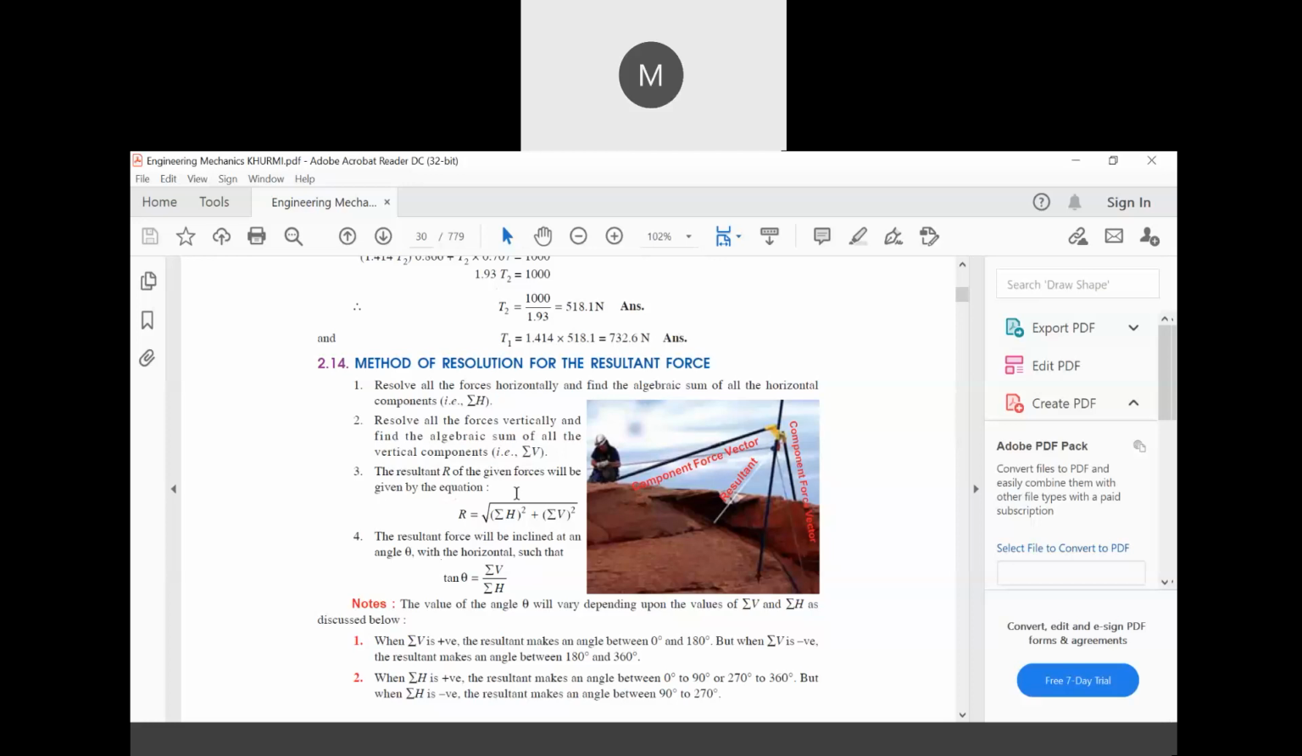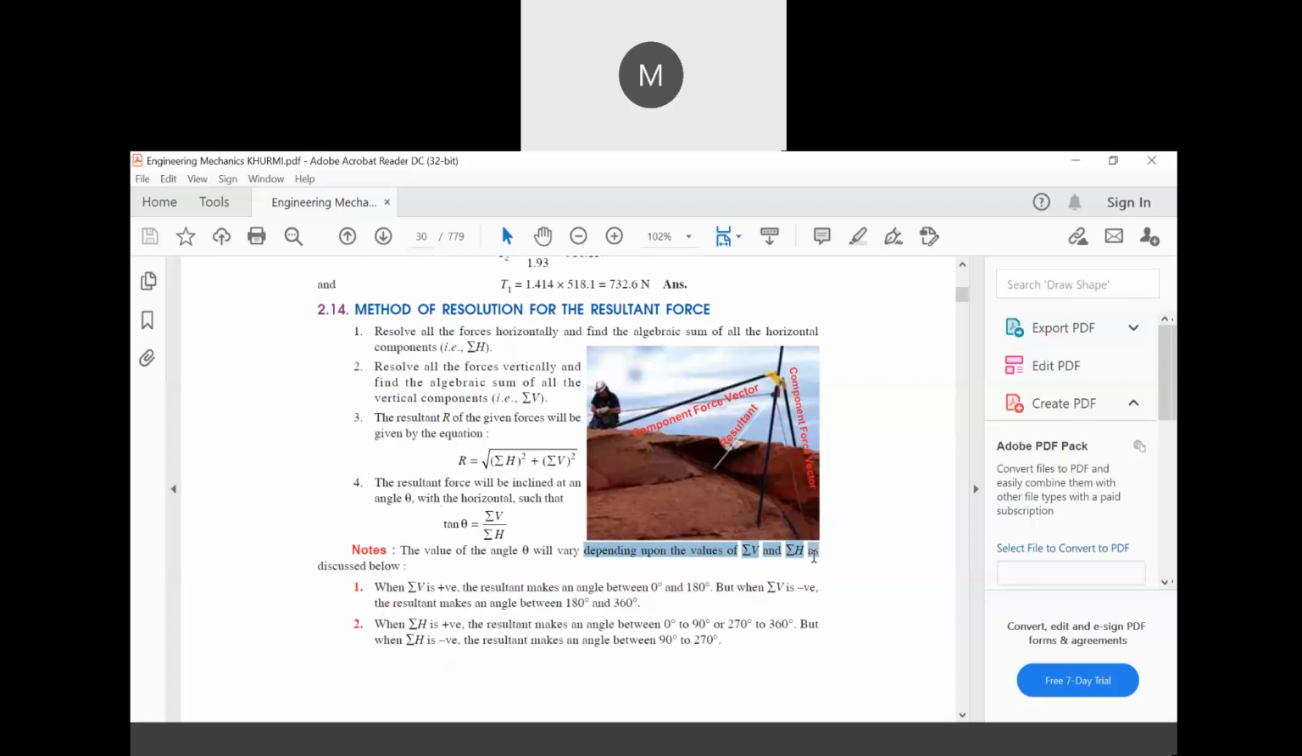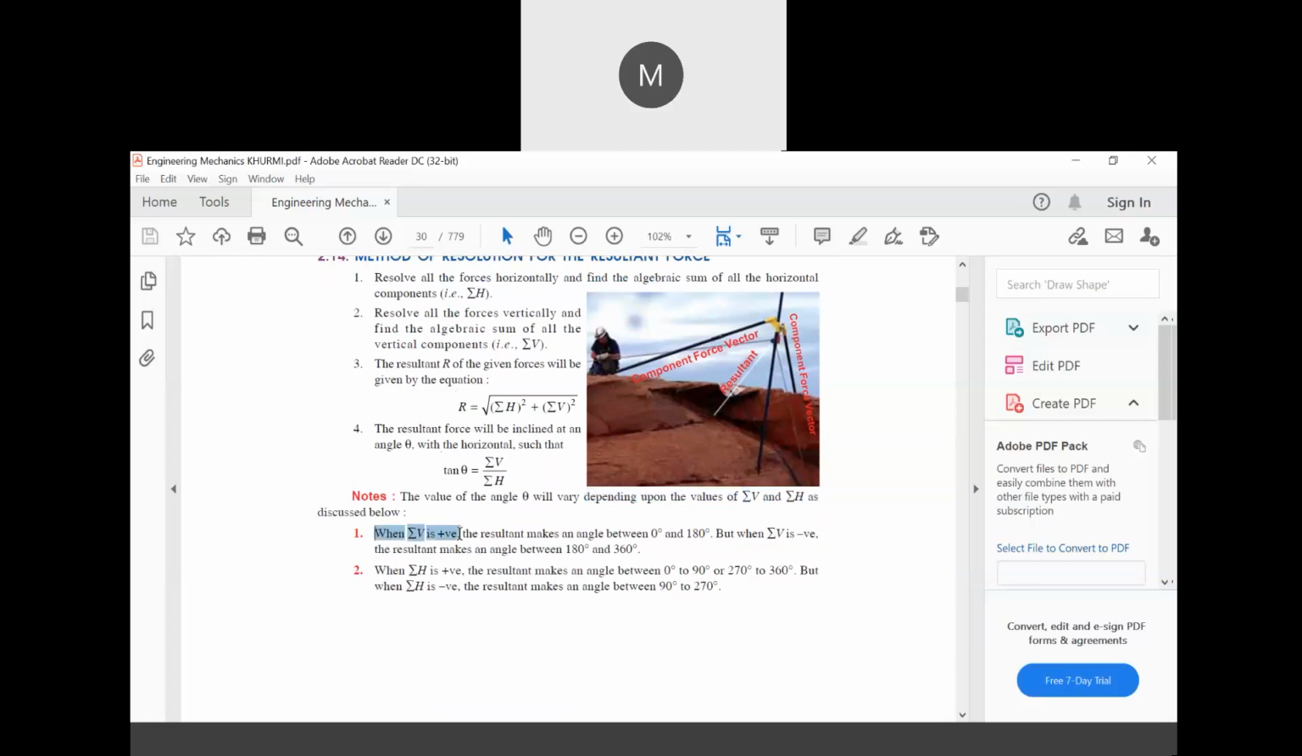And the angle with which the resultant is inclined is given by tan theta equal to del V by del H. Now, the value of angle theta will vary depending upon del V and del H. Suppose del V, the summation of the vertical forces, is positive, then the resultant makes an angle between 0 and 180 degrees. When del V is negative, the resultant makes an angle between 180 degrees and 360. Okay? So in this way, the resultant makes an angle.